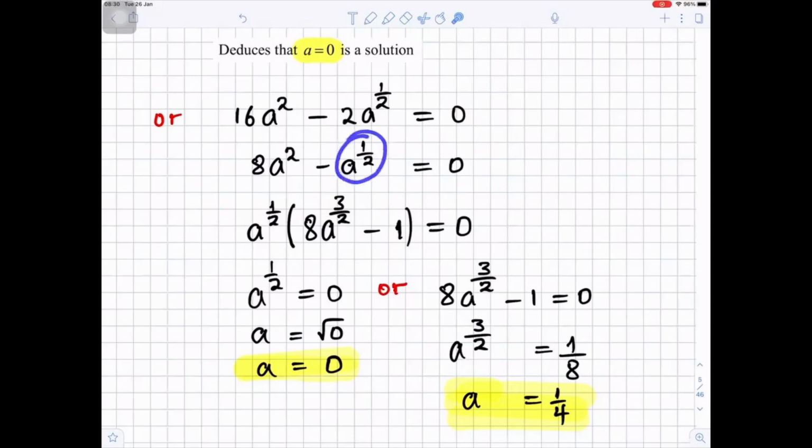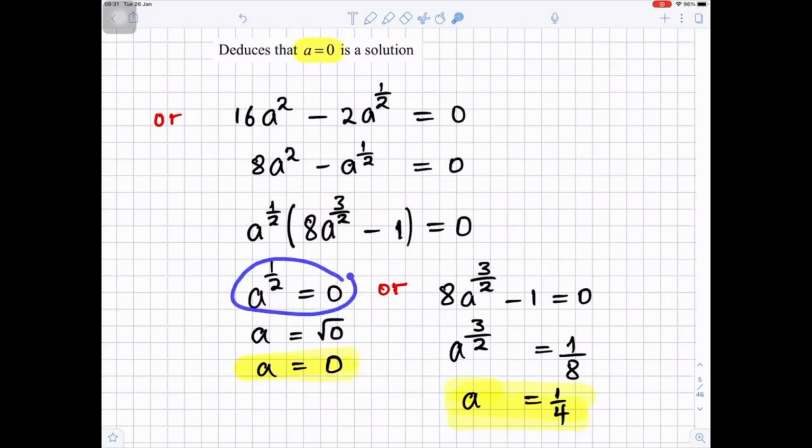Factorize a to the half out of the bracket. So it becomes a to the half times (8a to the 3 over 2 minus 1), because 3 over 2 plus a half will give you a squared. So a to the half times (8a to the power 3 over 2 minus 1) equals 0. So either a to the half equals 0, or 8a to the power 3 over 2 minus 1 equals 0.